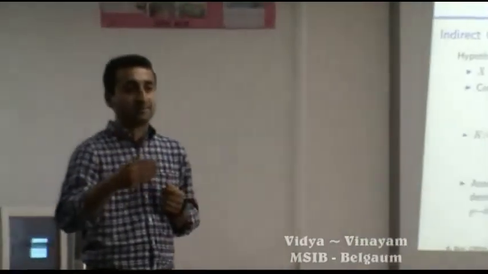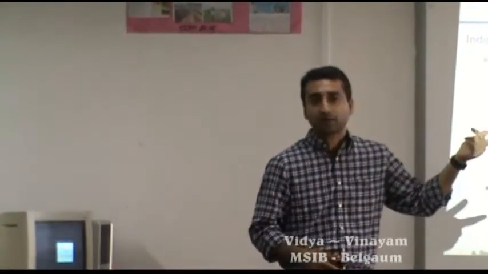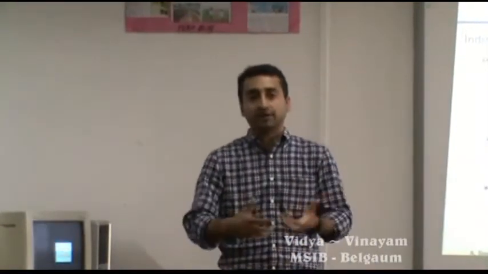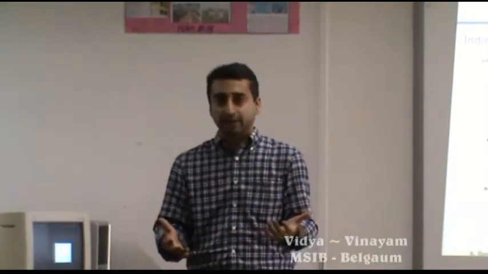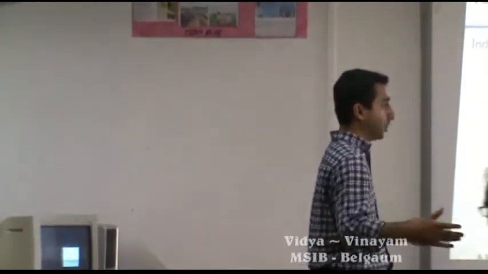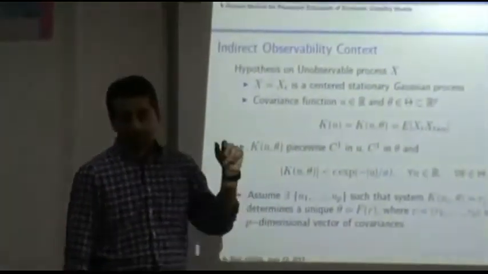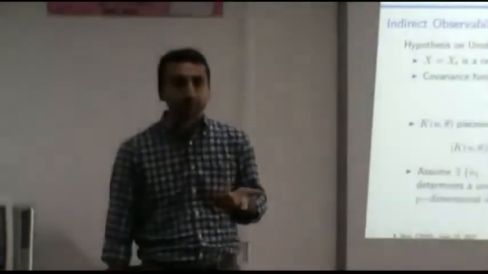The covariance at some lag u is nothing but the expectation of this product, X(t+u) times X(t). So the covariance function is just capturing the covariances in the process at some lag u. Since it is stationary, notice that the covariance function is independent of t.